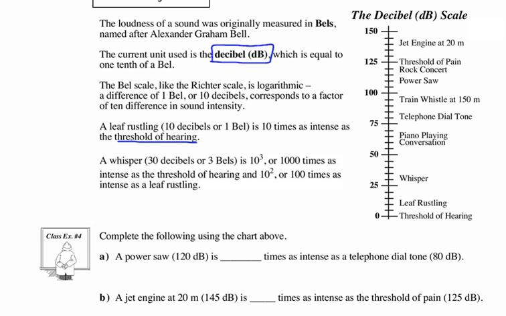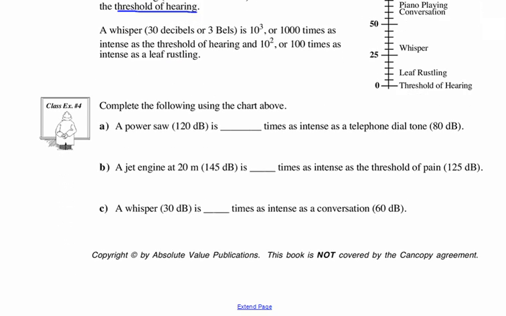So if you're looking at a power saw and you're looking at a telephone, we want to figure out how many times more intense it is. How would we find that out? Well, it helps if you figure out how many bells it is. So how many bells is 120 decibels? 12 bells. It's 1/10.